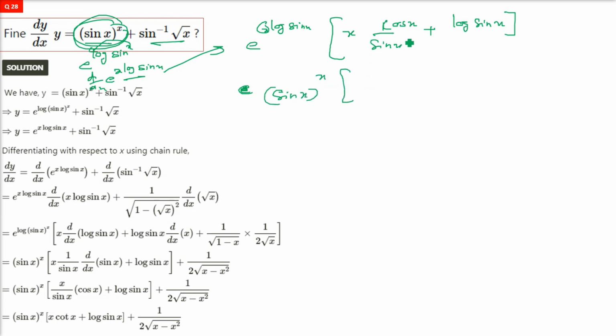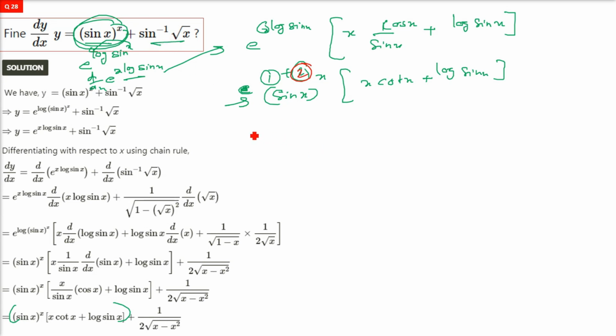Now x cos x by sin x is what? It is cot x. So this is x cot x, and you have log sin x here. This is your first part. First part is already done. What about the second part? Sin inverse under root x, I am doing it with a different color. You have to add this to the first part.